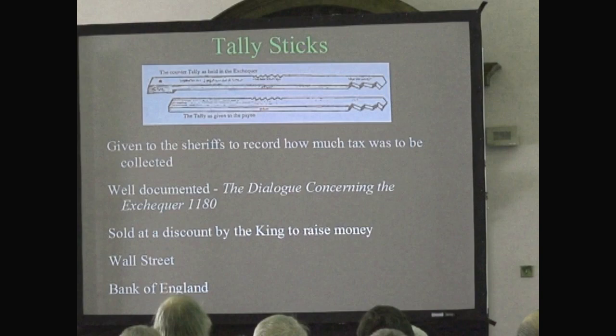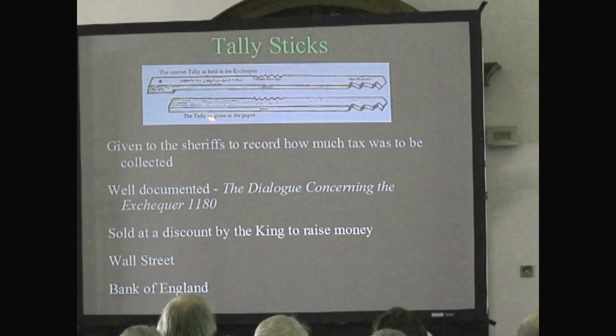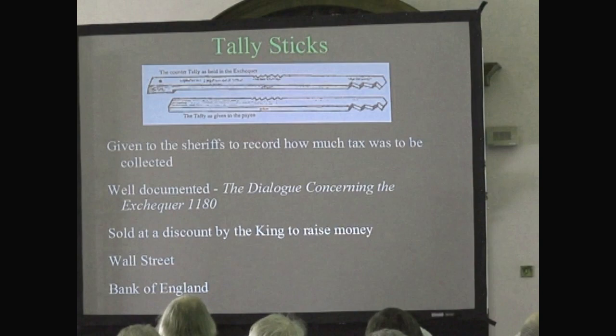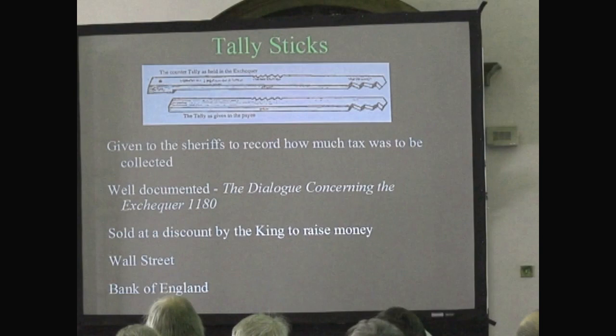It was cut with these marks to say how much it was, and then it was split in two. The splitting in two was the important part, because then when you marry the two together, you know you've got the same thing. And I've attempted to make a small one here. It's on the table. And it's marked out with shillings and hundreds, I think, yeah.